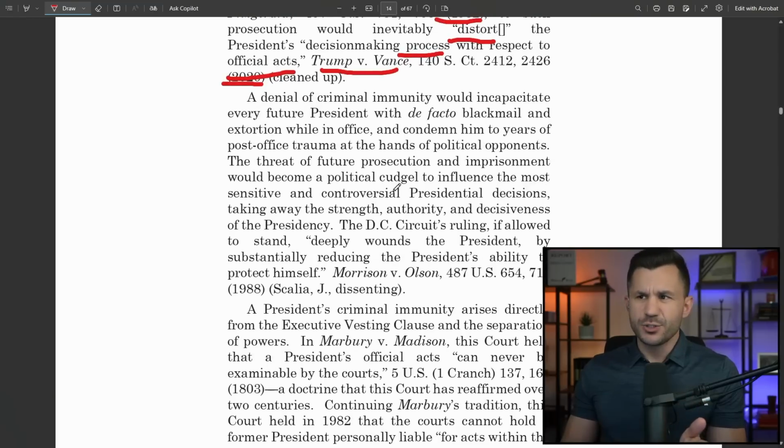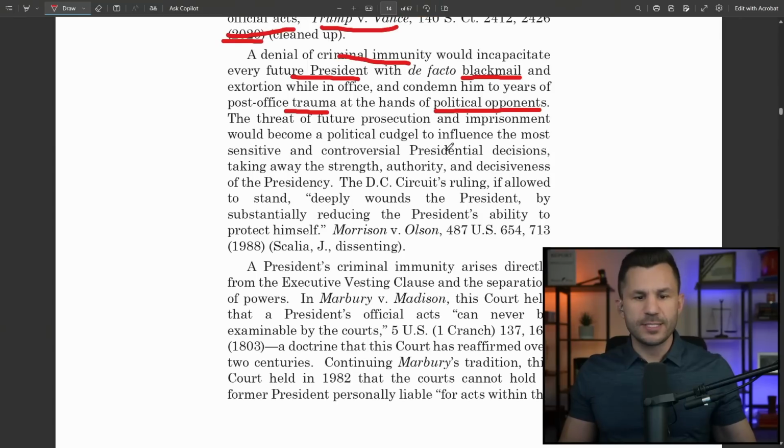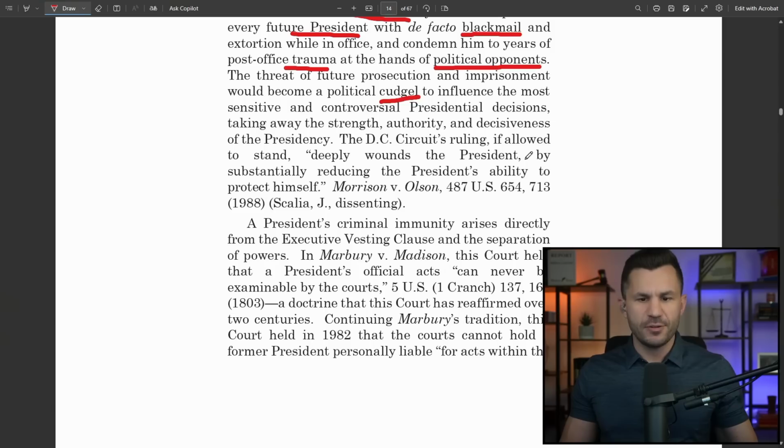Now, a denial, Supreme Court, of criminal immunity would incapacitate every future president with a de facto blackmail and extortion while in office and can condemn him to years of post-office trauma at the hands of his political opponents. Sounds familiar. The threat of future prosecution and imprisonment would become a political cudgel to influence the most sensitive and controversial presidential decisions, taking away the strength, the authority, and the decisiveness of the presidency. The D.C. Circuit's ruling, if allowed, Supreme Court, to stand, would deeply wound the president by substantially reducing the president's ability to protect himself.